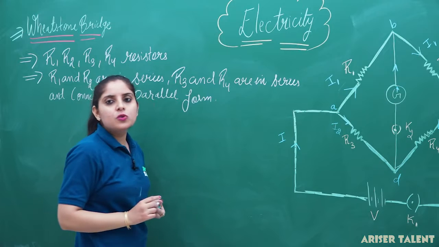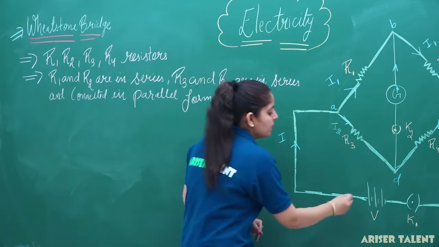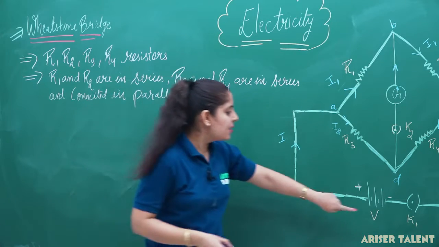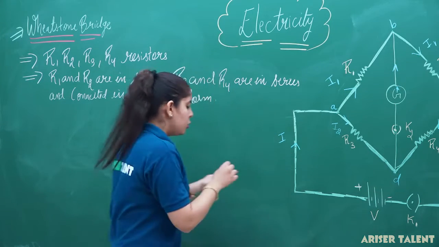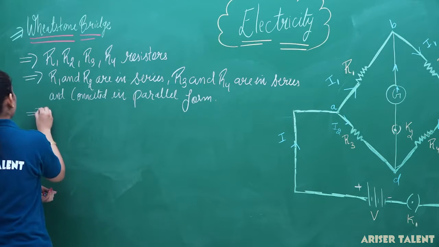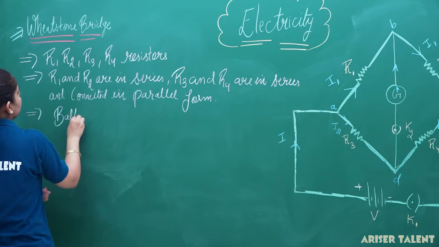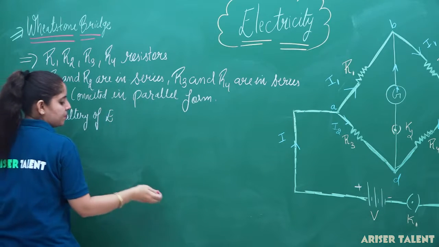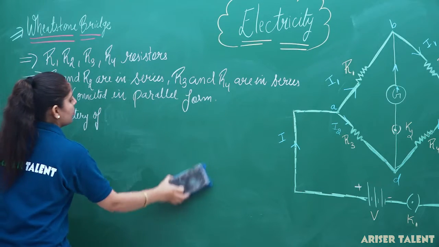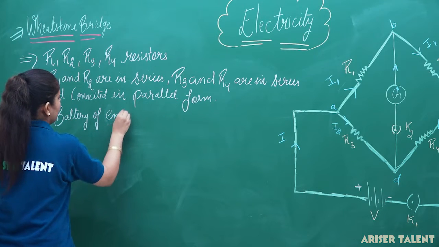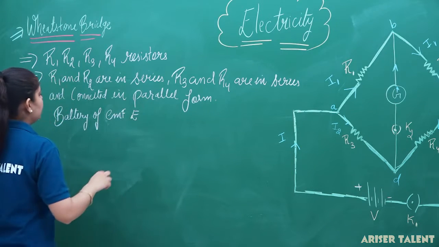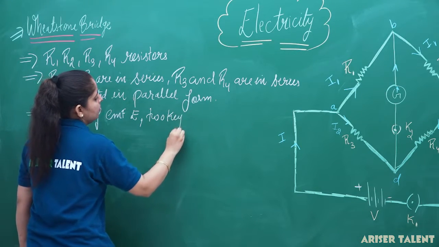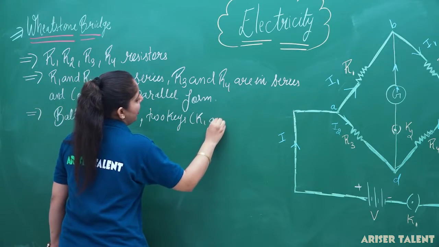Now we have used a battery here. This battery has an EMF of E, and two keys are used here, that is K1 and K2. So there is a battery of EMF capital E. We have used two keys, K1 and K2.